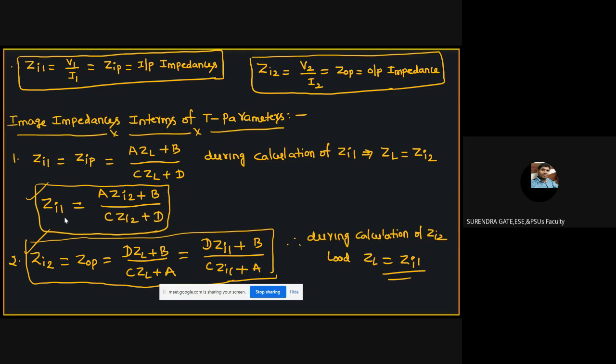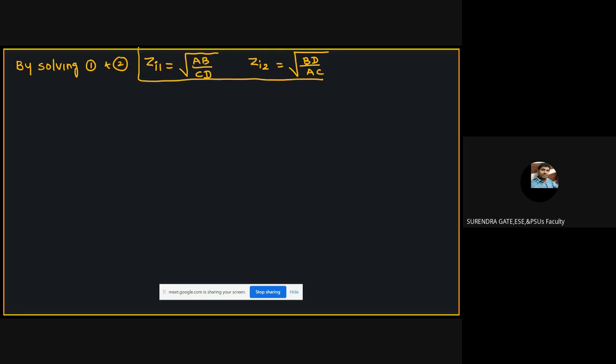Now, point to remember, by solving this ZI1 and ZI2, let this be relation 1 and this be relation 2. By solving 1 and 2, directly I'm writing, we can get the image impedance ZI1 equal to square root of AB by CD. Very important. The image impedance ZI2 equal to square root of BD by AC. Sir, how will I get these formulas? By solving that 1 and 2. This is ZI1 and ZI2 completely in terms of ABCD parameters: AB by CD, BD by AC.